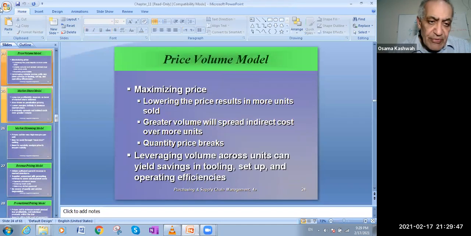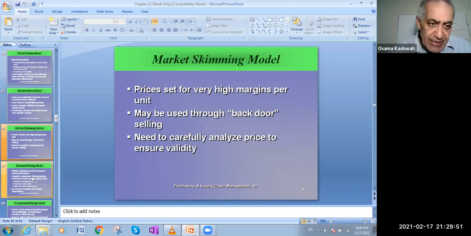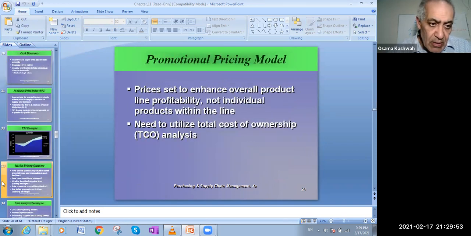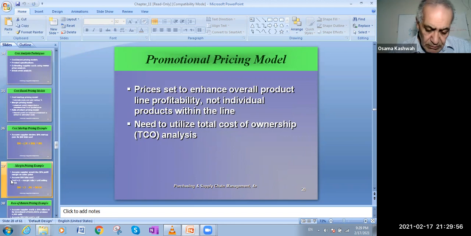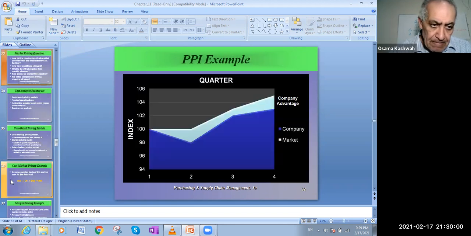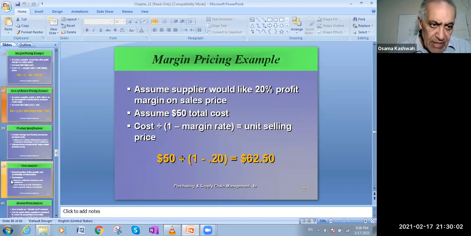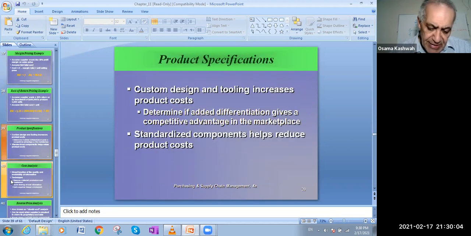Now I will move forward to another slide which is very important here. We have more important slides here. Let's go to slide 43.